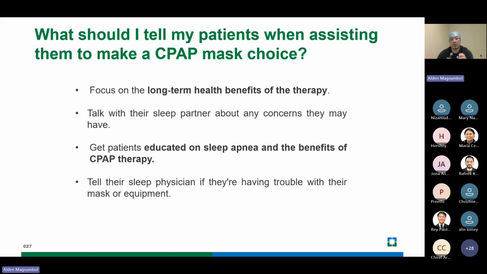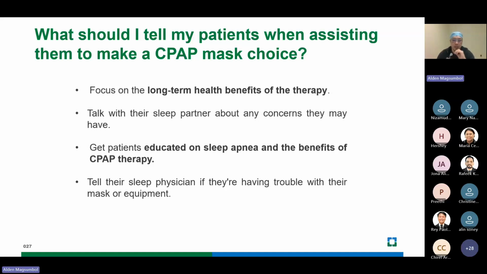Number four is tell your sleep physician if they're having trouble with their mask or equipment. For a returning patient, let's say a retitration night, some patients find it difficult communicating with their docs, especially if you work in a region or a facility with different cultures or different languages. So explain that the wrong mask can lead to non-compliance, and they should work and collaborate with their sleep technologists and doc to find the best mask for them.